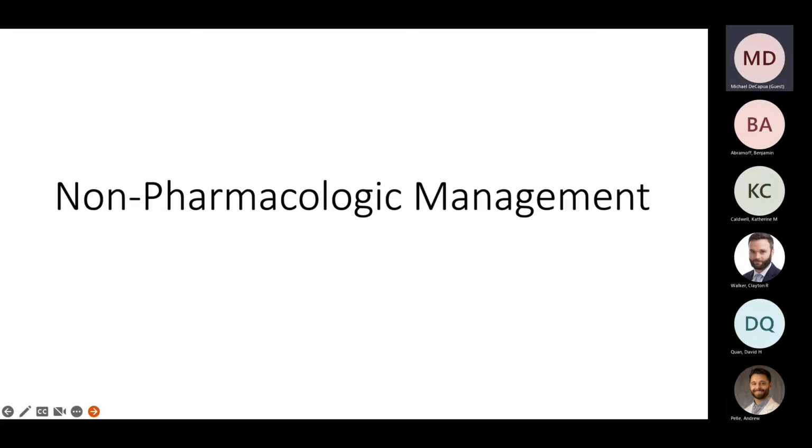So next I'll talk about the non-pharmacologic management of spasticity. We'll go into a couple of different options for patients. These are generally used as adjuvant therapies in addition to medication management, and we'll go through some of the data that supports or doesn't support the use of each one.